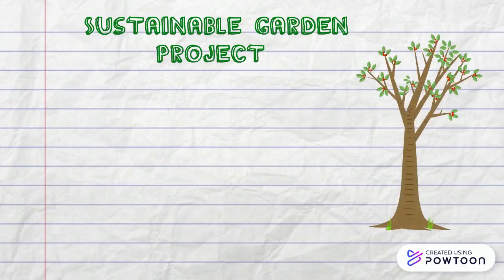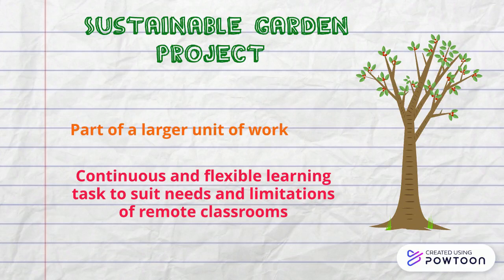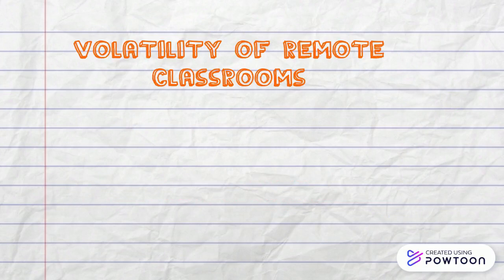The Sustainable School Garden project is part of a larger unit of work that educators can continue to revisit throughout the school year and in years following. The learning task is continuous and flexible as a garden builds and grows, which allows students to lead their own inquiry.